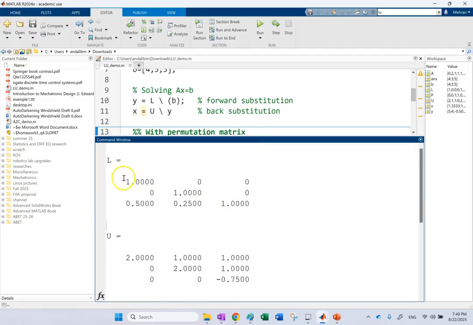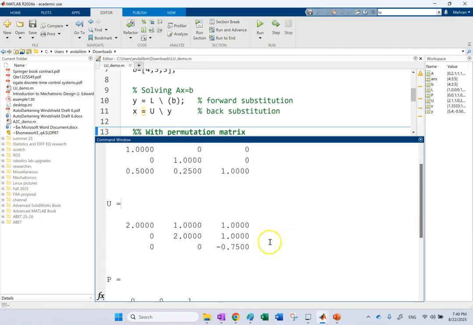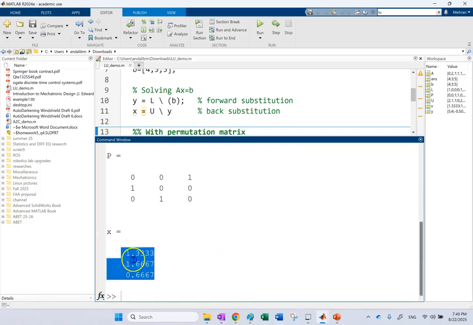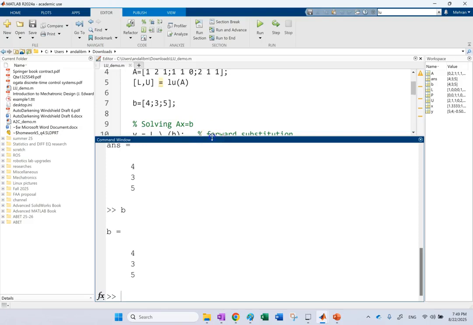If you look at your L, this is clearly a lower triangular matrix, and this is definitely upper triangular. And you clearly see from the permutation that row 1 is swapped with row 3, rows 1 and 2 are swapped, and rows 2 and 3 are swapped. So all 3 rows are swapped, and this is the solution X. And now again, if I compute A times X, you can see that it is the same as B. Okay, I'm using the same B for both cases.